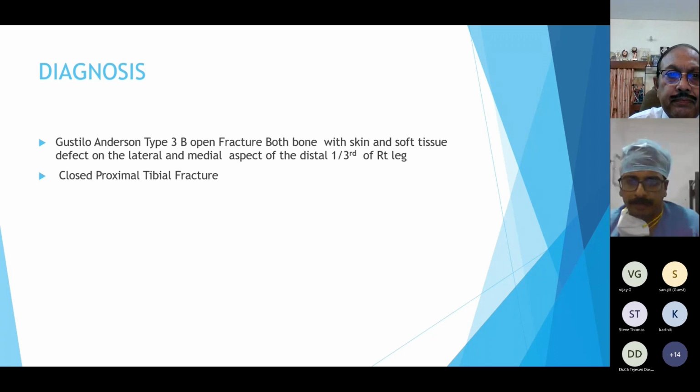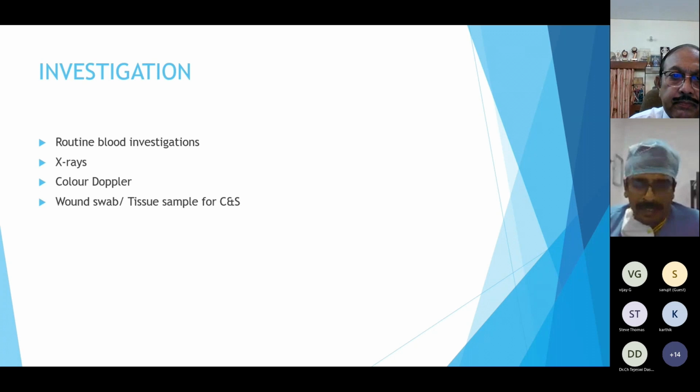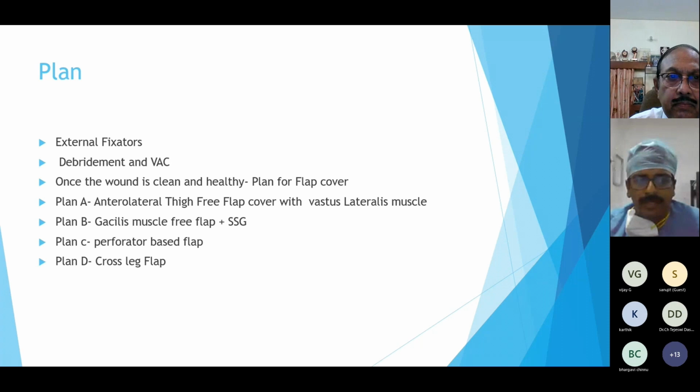Apart from the routine blood investigations and the X-rays, we did a color Doppler study to assess the vascularity of the limb as well as the patency of the distal vessels. A wound swab was taken and sent for culture and sensitivity. We proceeded with the primary debridement under tourniquet control.